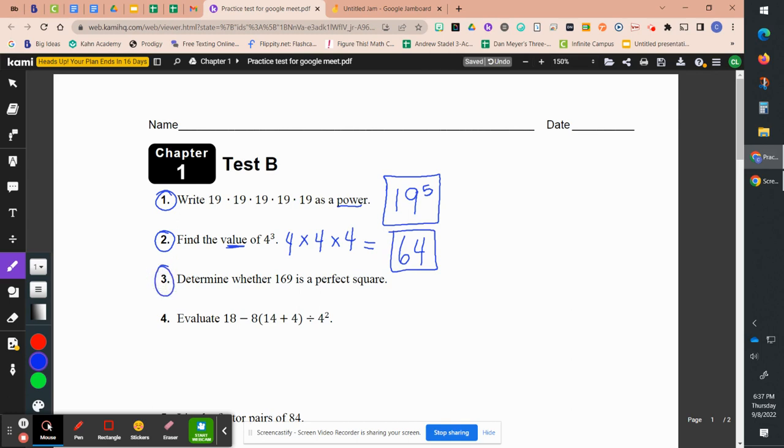Number 3. We have to determine if this is a perfect square. Remember, the best place to look for a perfect square is in a multiplication chart. But since I don't have one handy, I'm going to check out what I do know. I know 12 squared is 144, right? And that's not quite 169, but I wonder what 13 squared gives me.